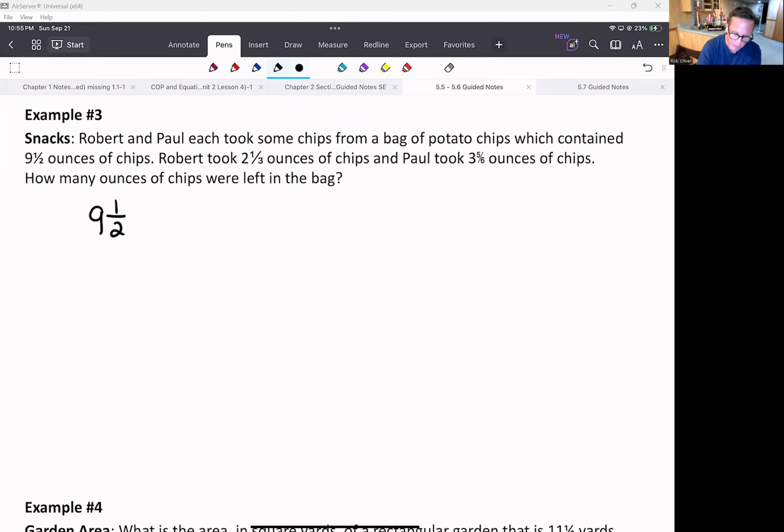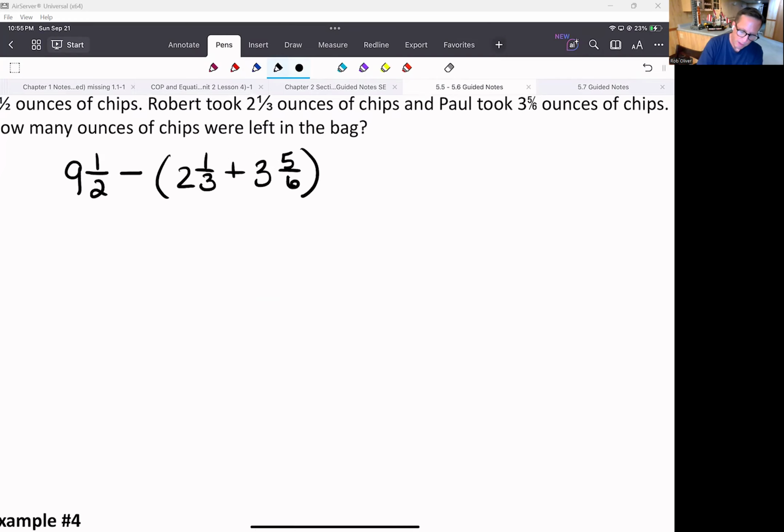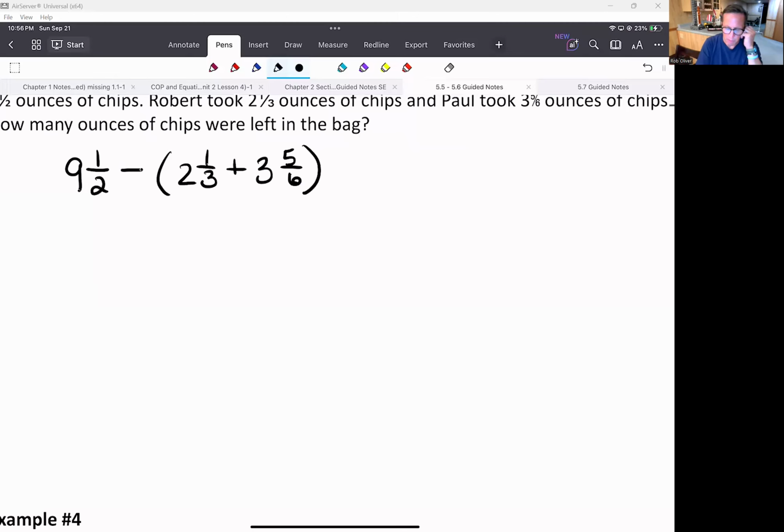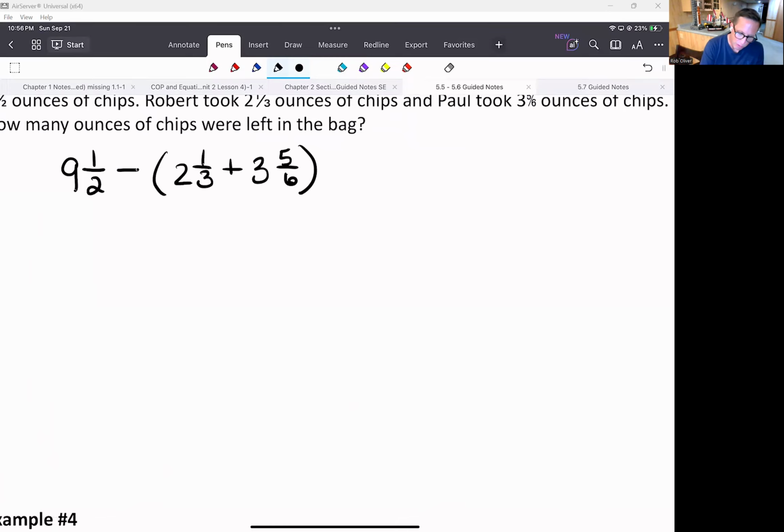So we can do 9.5 minus, and let's do Robert has 2 1/3, and then add Paul's amount, which is 3 5/6. So that is what I'm going to do. And I put that in parentheses because we can add that up and then take that all away from 9.5. All right, so let's go ahead and change everything into improper though. So this turns into 19/2 minus 7/3 plus 23/6.